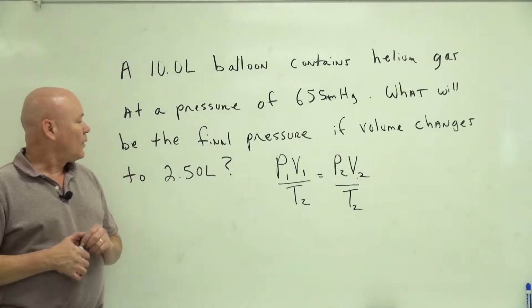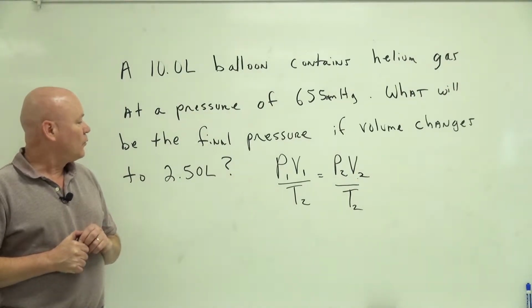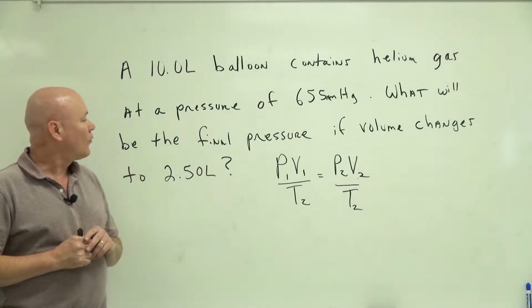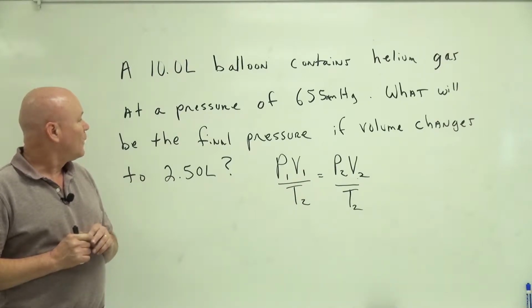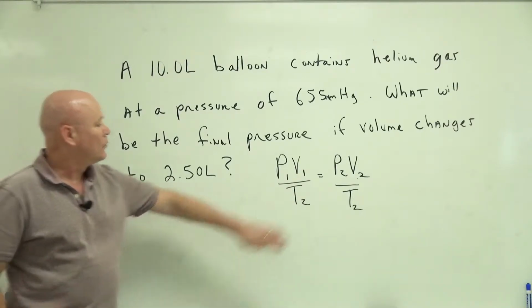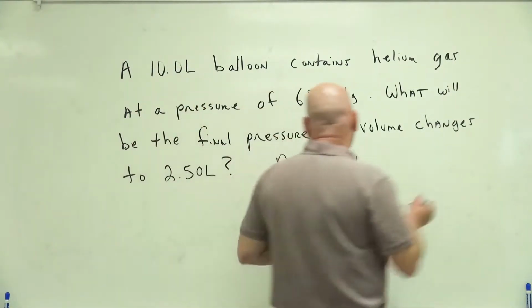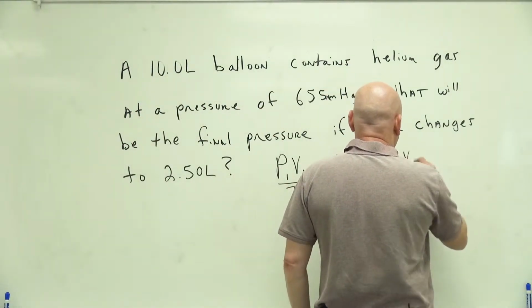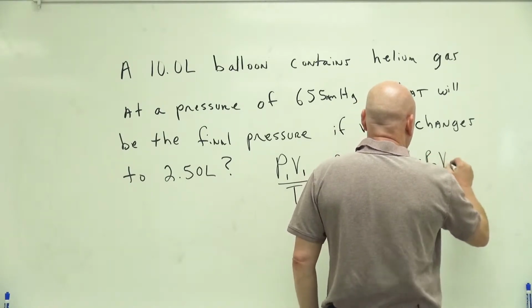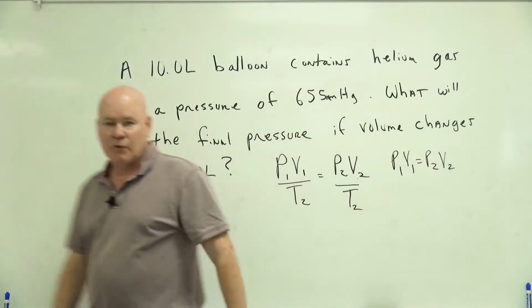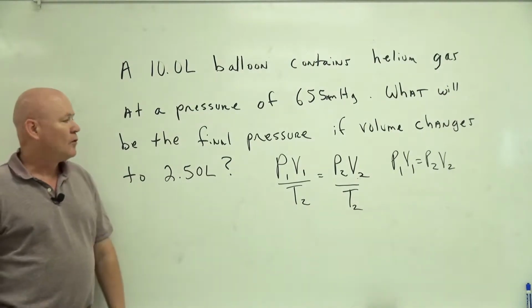And the way we're going to use it is whatever we don't use, we're going to cover up. And so what are we not using here? Well, it looks like there's no temperature. So this is the equation that we're going to have to use. P1 V1 equals P2 V2. That's our equation that we're going to have to use to do this problem.